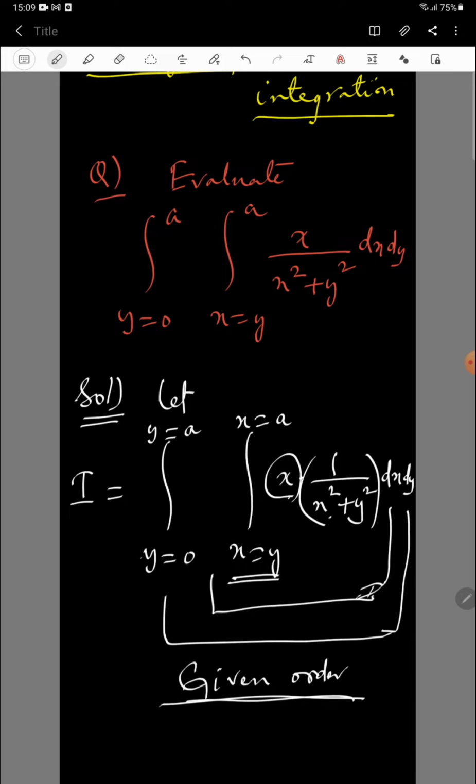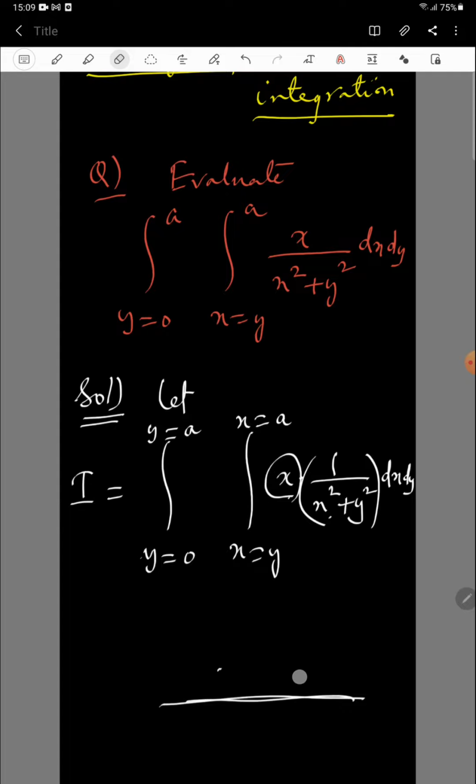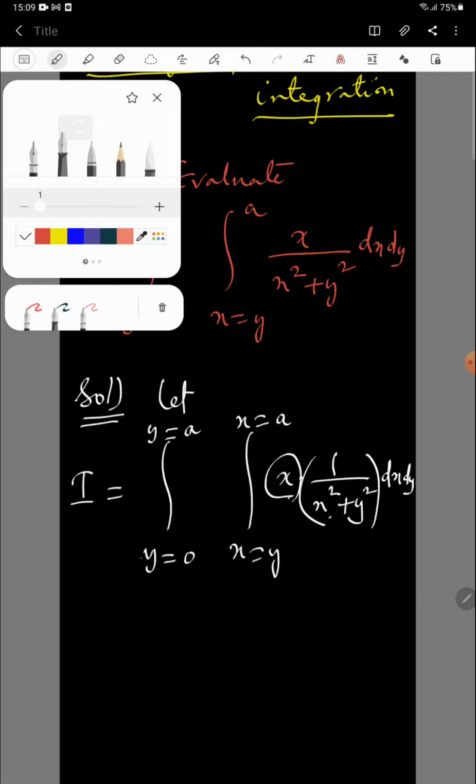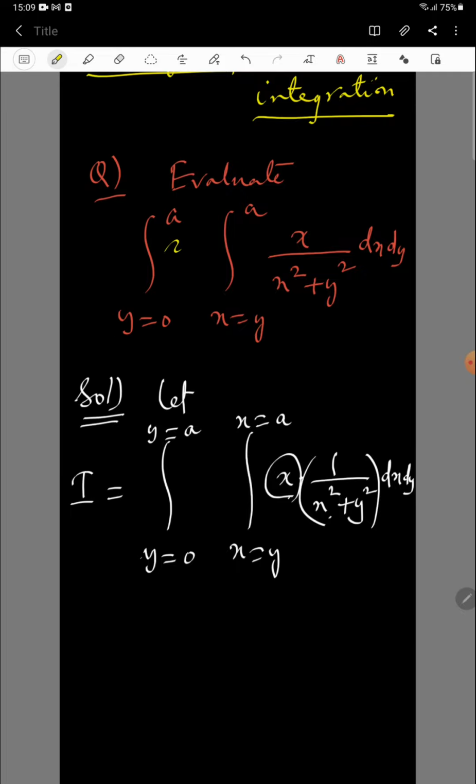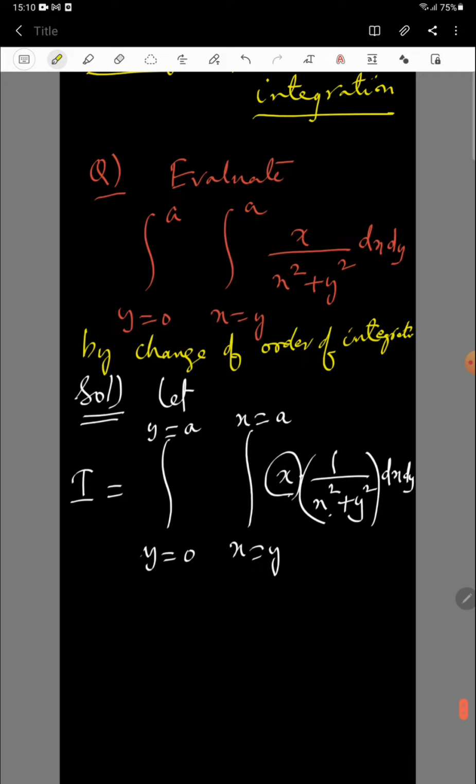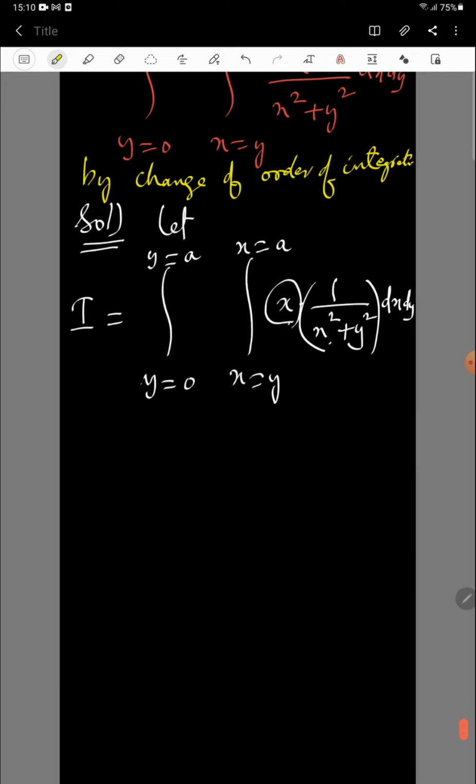So now we will do the problem by changing the order. I'll just remove this part, okay. Sometimes in the question itself they will mention: evaluate this one by change of order of integration. If it is given, we have to do it whether it is required or not required. If the question says change of order of integration, we must change the order of integration.